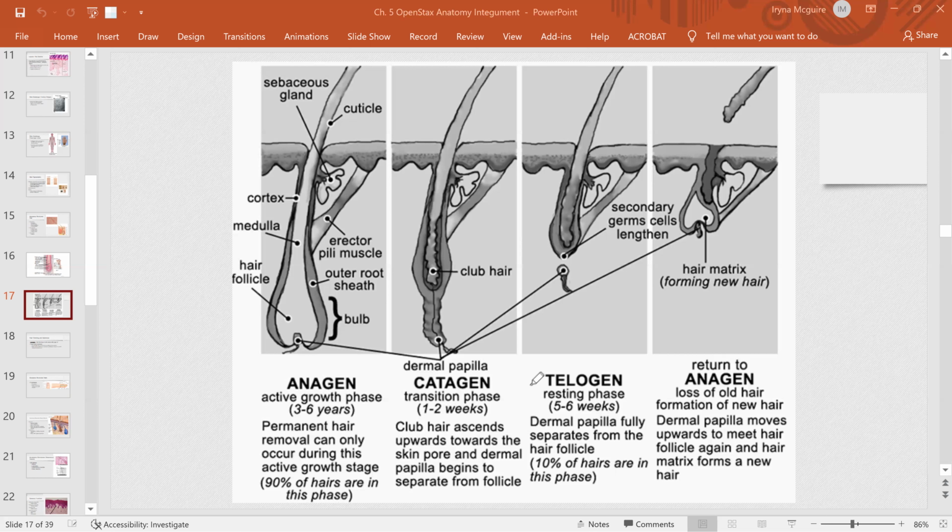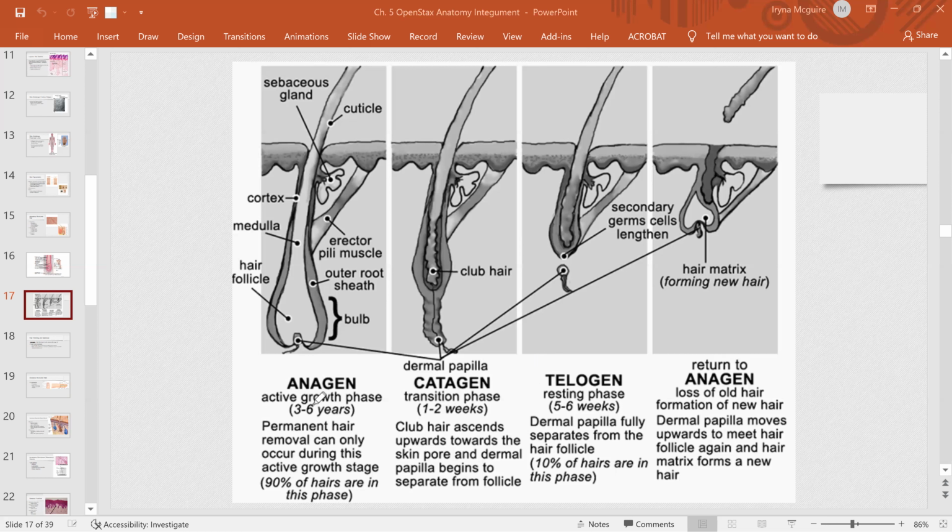So as I said, telogen, it will rest for 5-6 weeks, and then you will lose this hair, and you will start anagen again, right? And so here's your cycle: 3-6 years growth phase, 1-2 weeks transition phase, 5-6 weeks resting phase.